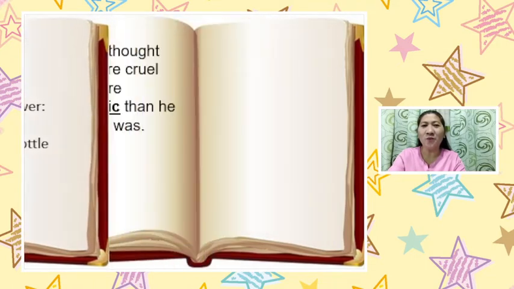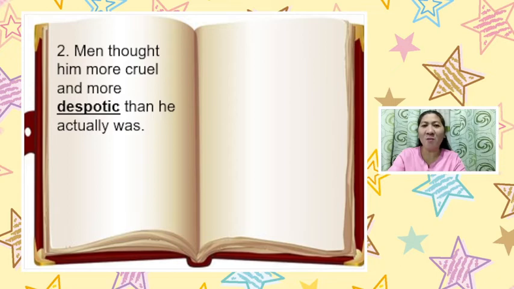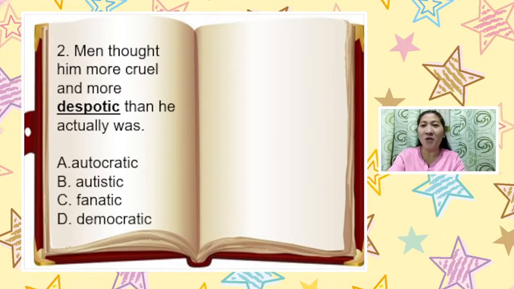Number 2. Men thought him more cruel and more despotic than he actually was. Despotic means, is it A, autocratic, B, autistic, C, fanatic, or D, democratic? The correct answer is letter A, autocratic.